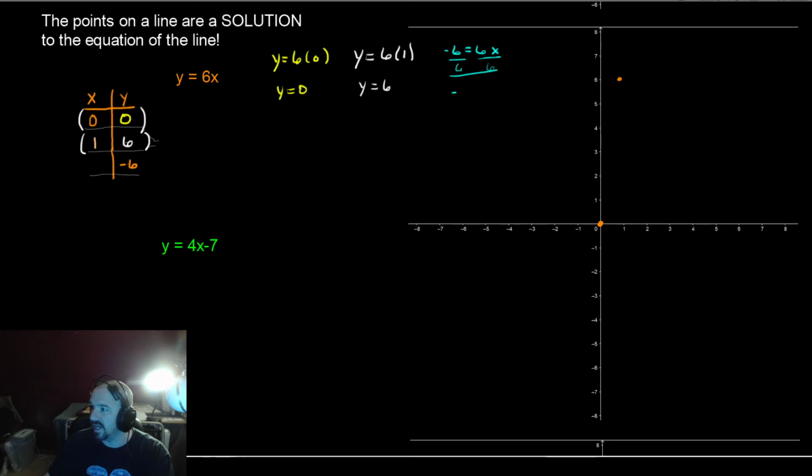That's going to give us -1 is equal to x. So just stick a -1 in there, and then you can go back and check it. Does -6 equal 6 times -1? Well, sure. Then that is a point on our line. -1, -6. Right about there.